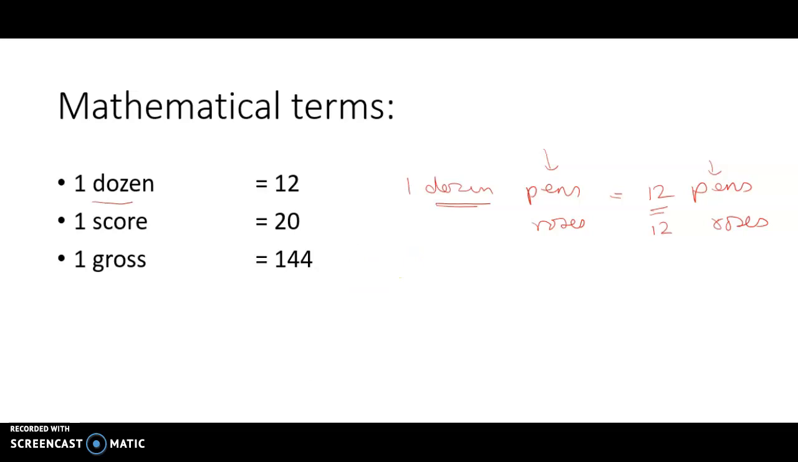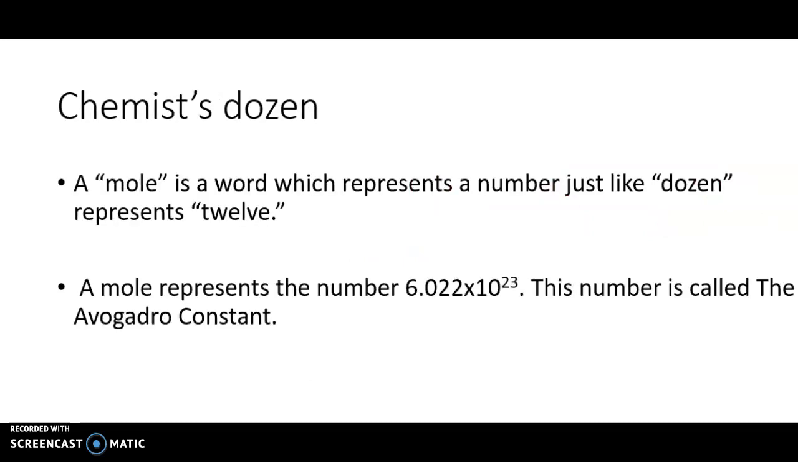Similarly, in chemistry, because the atoms or the particles are very small, we will not say 1 dozen atoms. The word we then tend to use is mole. So just like you use 1 dozen pens, in chemistry you would use 1 mole of atoms, 1 mole of molecules, 1 mole of electrons, in the same way as you use the word dozen. The thing to remember is 1 mole is equal to this number. Just like 1 dozen is equal to 12, 1 mole is equal to this big number.